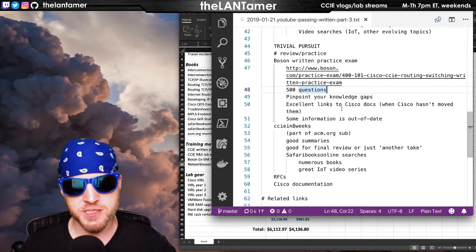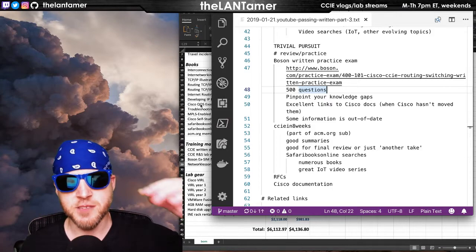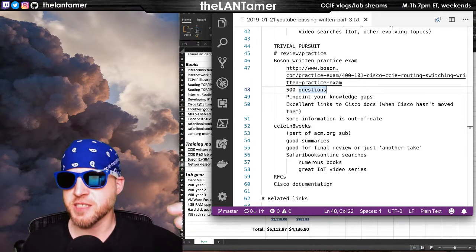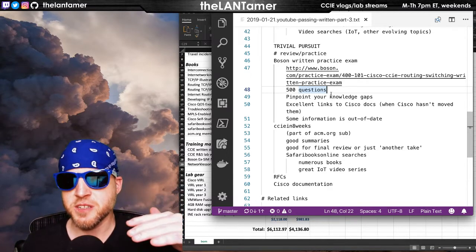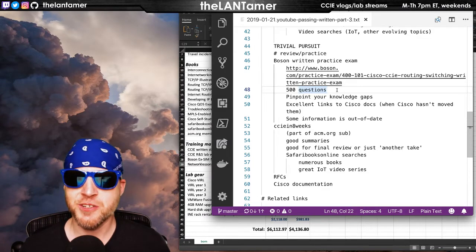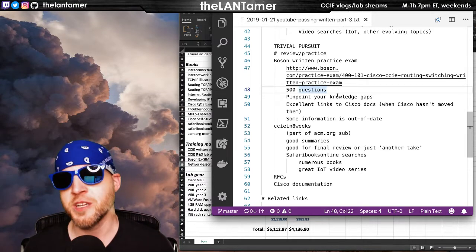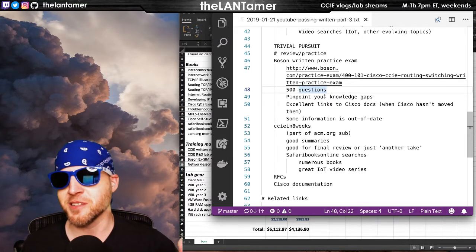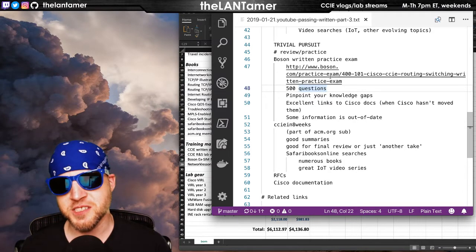Like I said, it was difficult at times to go through the blueprint and not have your mind want to sort of skip things out of either laziness or just angst or whatever. But the Boson is really good at bringing home, hey, look, you're weak. You thought you had layer 2, but guess what? You're weak on this particular topic in layer 2, and you just didn't know it. For that, the Boson written practice exam is excellent.